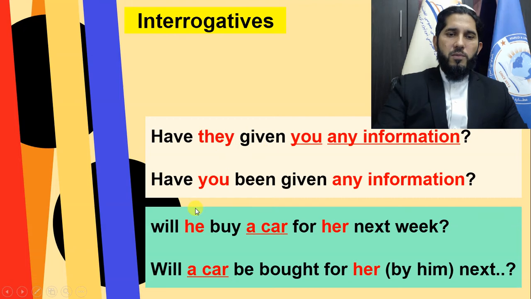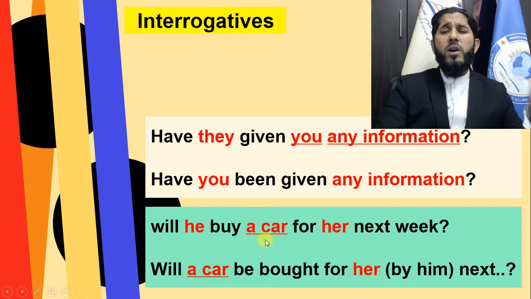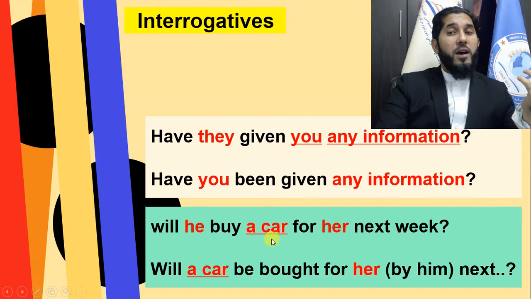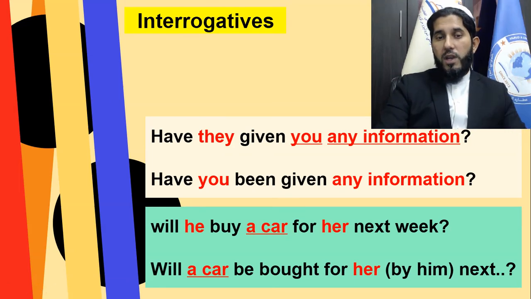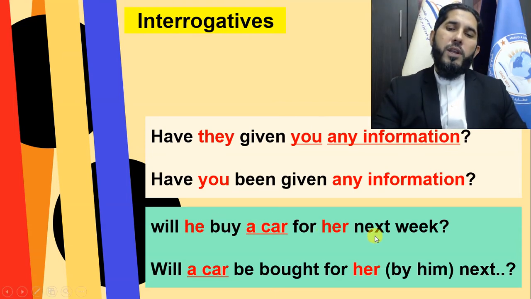So now look at this example. Will he buy a car for her next week? See, simple future tense. See, I told you at the beginning, if you remember, with some double transitive verbs you use the preposition to, and with some of them you use for. Like with buy, you use for, okay? So will he buy a car for her next week?